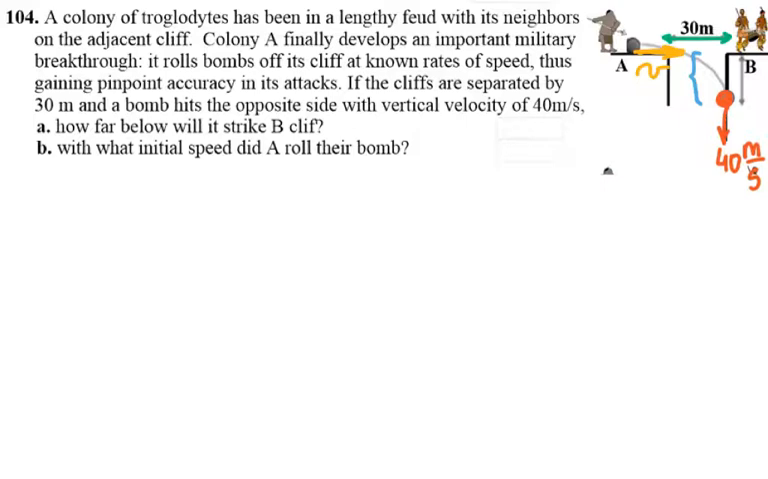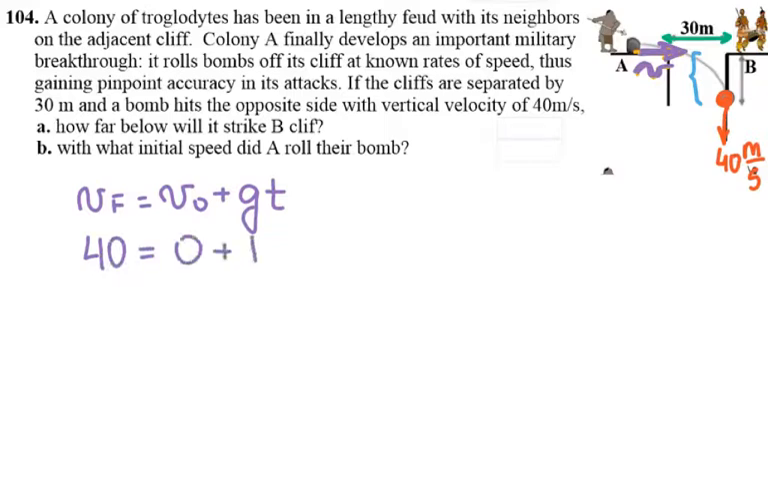So my final velocity is equal to initial velocity plus the acceleration times the time. The initial vertical velocity: it wasn't falling down right away. They kicked it, or struck it, with some horizontal velocity, but not vertical velocity. So the initial vertical velocity was 0. The final is 40, initial is 0, acceleration is 10. So the time is 4 seconds. So it travels across in 4 seconds.